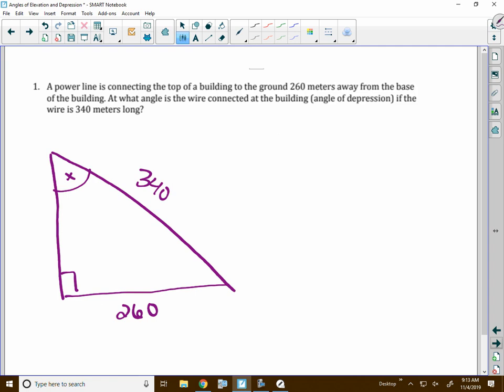The best thing I can tell you is to use SOH-CAH-TOA. Our angle is this angle. So how does 260 refer to that angle? What side is it? Opposite. What about the 340? Hypotenuse. Opposite over hypotenuse is sine. So we're going to do the sine.